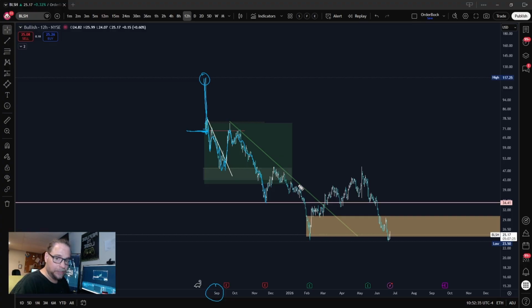Now, looking at Bullish, on the other hand, Bullish has already surpassed this area of the dip. And this is starting to feel more like a buying area or opportunity. So Bullish is actually starting to look like a chart that I'm considering getting into. So I wanted to show you that.